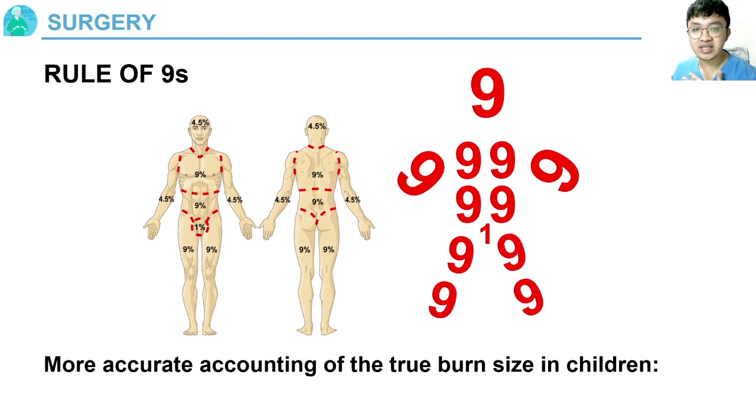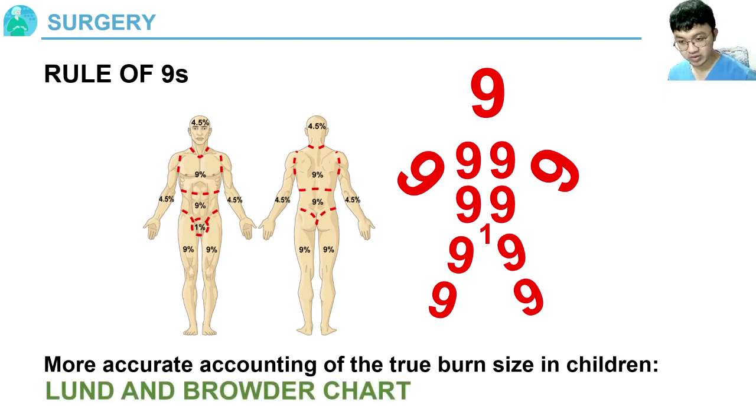For the thorax, that's 9 in front, 9 in the back. For the abdomen, it's 9 in the front, 9 in the back. For the legs, you have 9. For the thighs, 9 for the legs. For the other side, 9 for the thighs, 9 for the legs, and 1 for the perineum. Okay. However, for children, the more accurate accounting of the burn size is not the rule of nines, but is the Lund and Browder chart. The Lund and Browder chart.